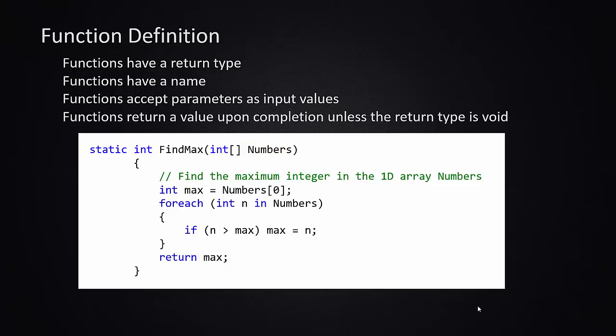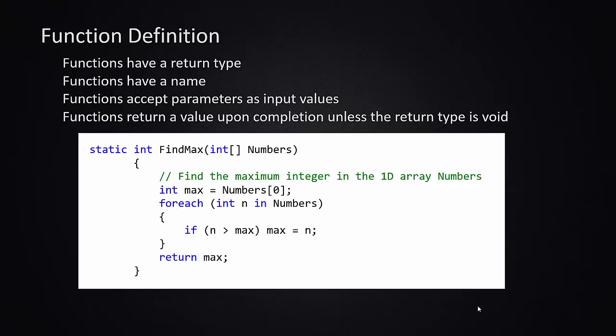Functions also return a value upon completion, and the return type has to be the same as the return type declared in the function definition. So it was originally an int, so here we can return max, and since max is an integer, it's acceptable. So the value of find max will now take on the value of max that was calculated inside of it.